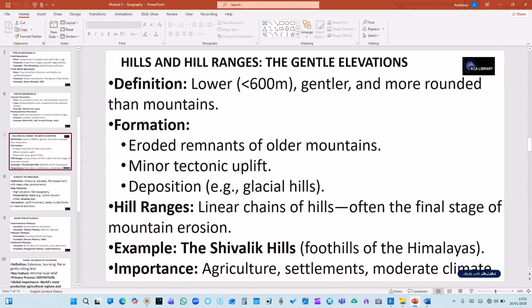It can also be formed by minor tectonic uplift. It can also be formed by deposition. Example, glacial hills. The hill range is a linear chain of hills, often the final stage of mountain erosion. Example of a hill range is the Shivalik Hills, that is the foothills of the Himalayas. Importance is that it is significant to agriculture, settlement, and moderate climate.